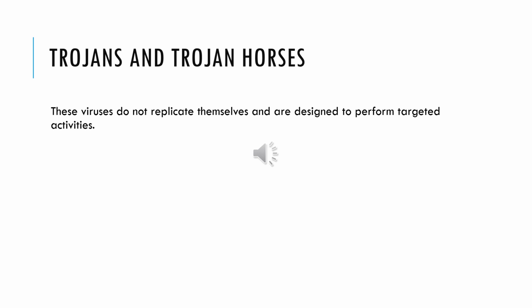Trojans or Trojan horse. These viruses do not replicate themselves and are designed to perform targeted activities. A Trojan horse is a computer program that tricks the user by acting as an original file. When the user opens the file, the virus starts the program automatically and begins to infect the system. A Trojan horse will not replicate a virus program, but it does lots of damage to our computer every time we open and run it.